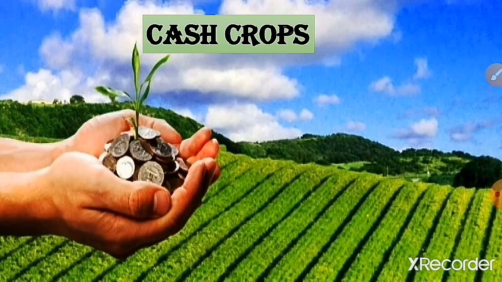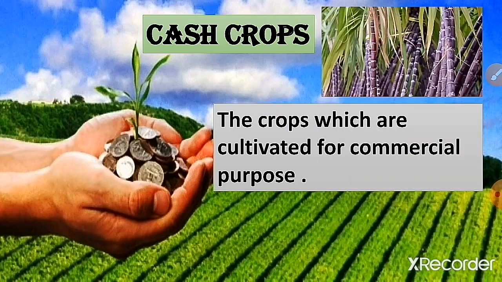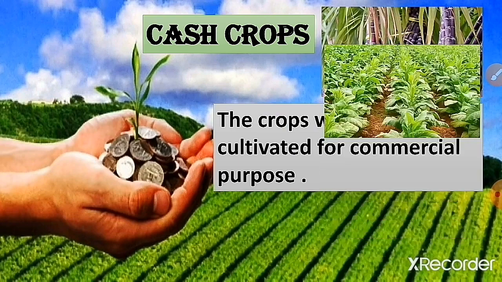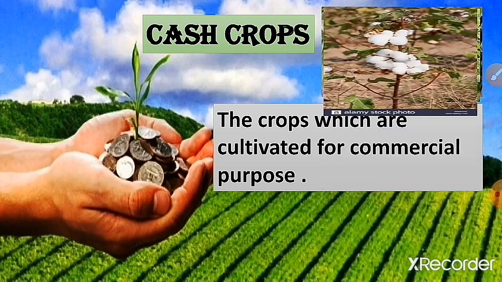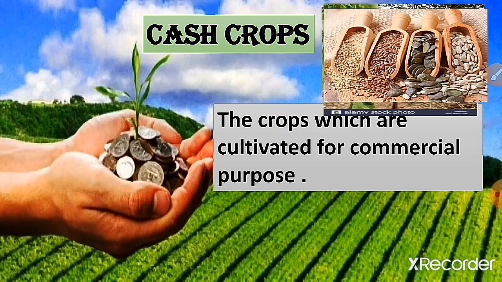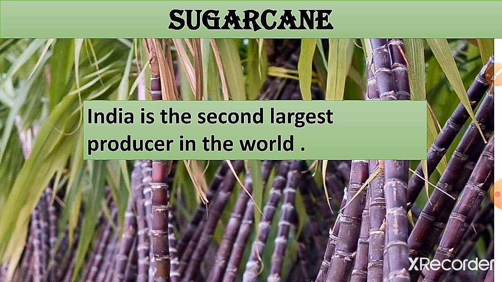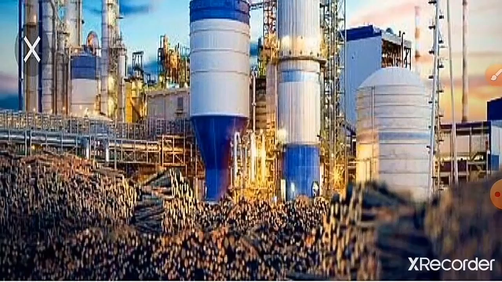Next, cash crops. The crops which are cultivated for commercial purposes are called cash crops. These crops include sugarcane, tobacco, fiber crops like cotton, jute, and oil seeds. Let's see one by one. Sugarcane. Sugarcane is the most important cash crop of India and India is the second largest producer in the world. This crop provides raw material for the sugar industry.